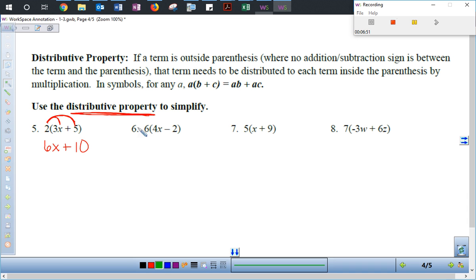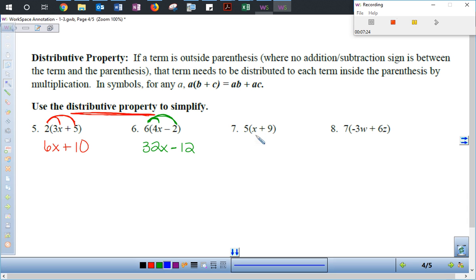So let's try number 6. 6 times the quantity of 4x minus 2. So 6 times 4x gives me 24x, and then 6 times negative 2, because we have the negative sign in front of it, is negative 12. So you take whatever term is outside of those parentheses and you distribute it to each term inside of the parentheses. Watch your signs. When there's a minus sign in front of it, it's like a negative sign.